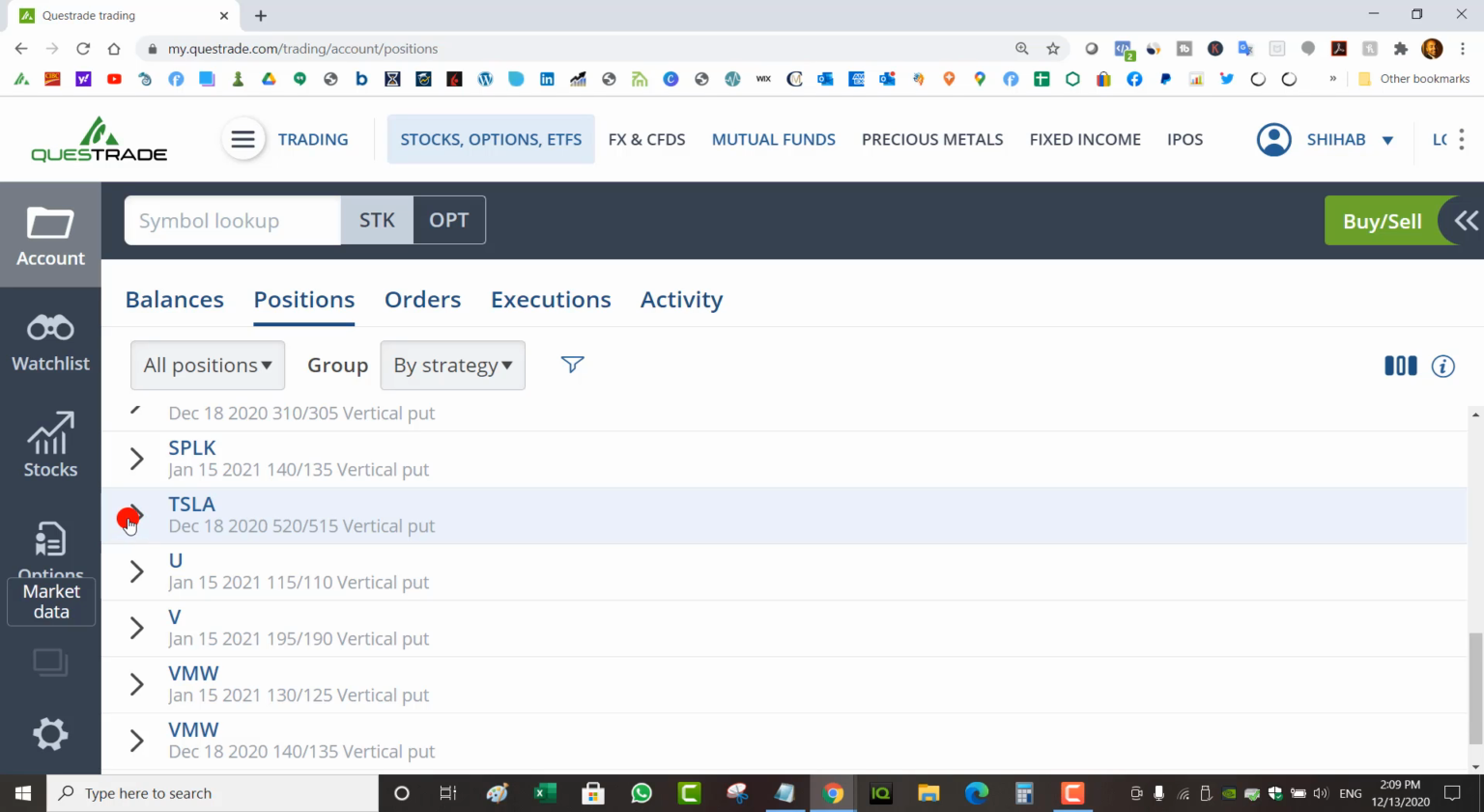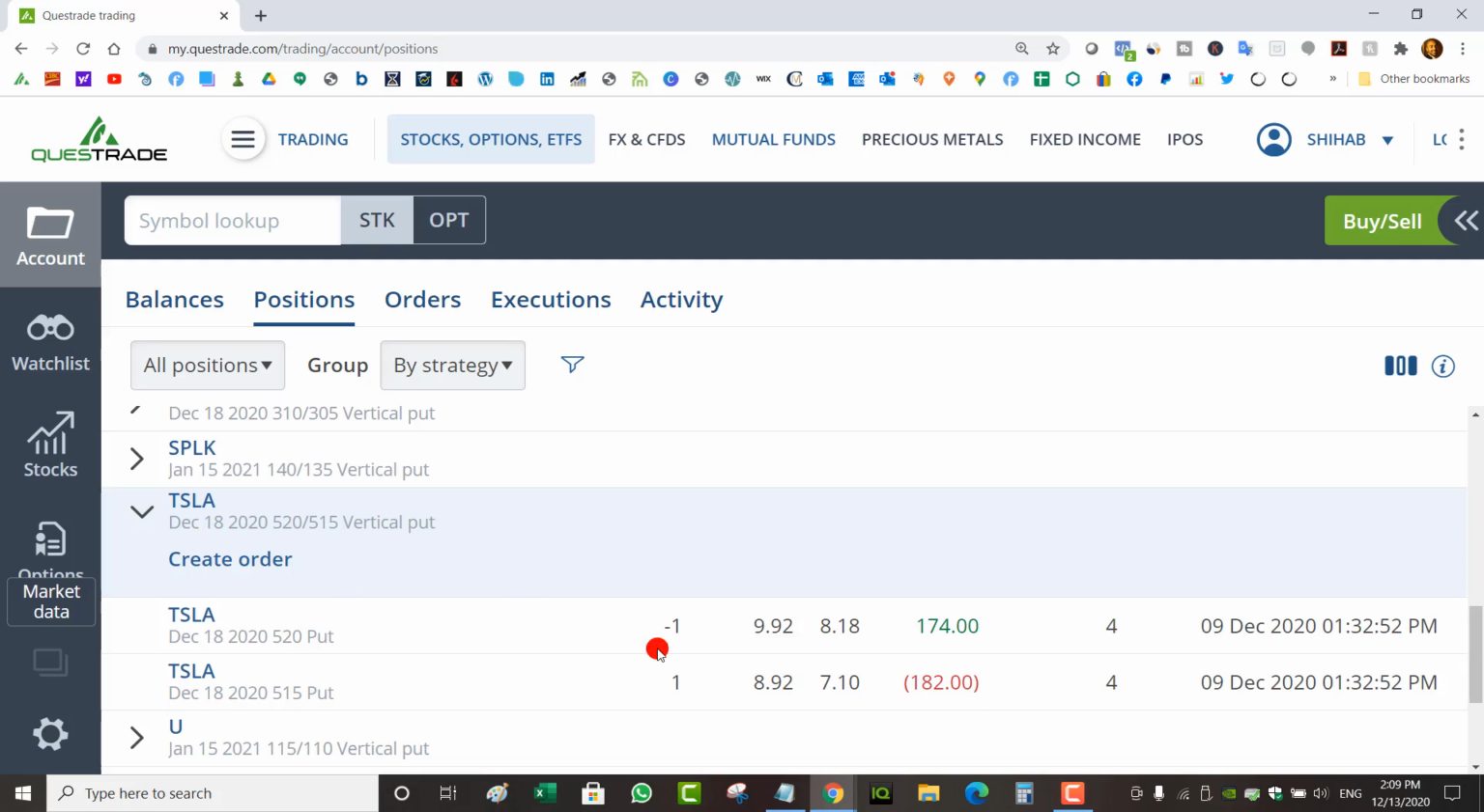Got a Tesla put spread for this week, for this Friday at 520, 515. I think I collected a dollar. Yeah, a dollar. 992 minus 892. And I get to keep the premium as long as Tesla stays above 520 by this Friday. And I think Tesla's in the low 600s right now.